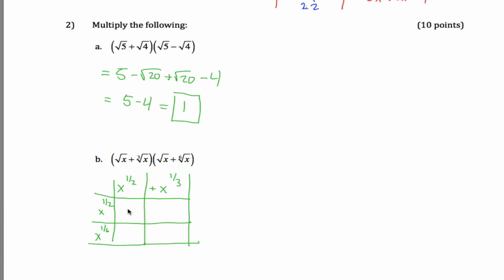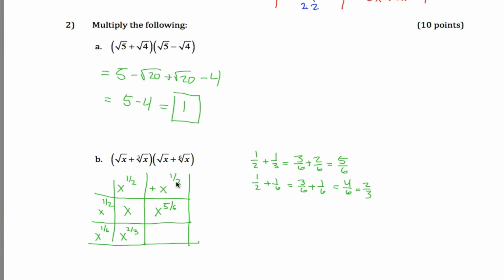X to the 1/2 times x to the 1/2 is x to the 1. X to the 1/2 times x to the 1/3 is x to the 5/6, and that comes from the fact that 1/2 plus 1/3 is the same as 3/6 plus 2/6 if we get a common denominator, and 3/6 plus 2/6 is 5/6. X to the 1/2 times x to the 1/6, I guess I should do that again over here. I get that that's 3/6 plus 1/6, aka 4/6, aka 2/3. So this is x to the 2/3 power.